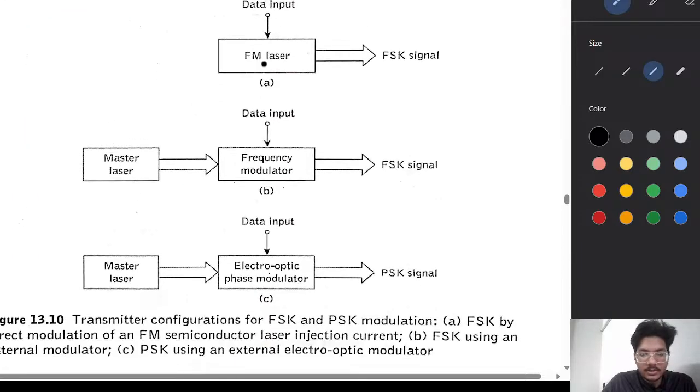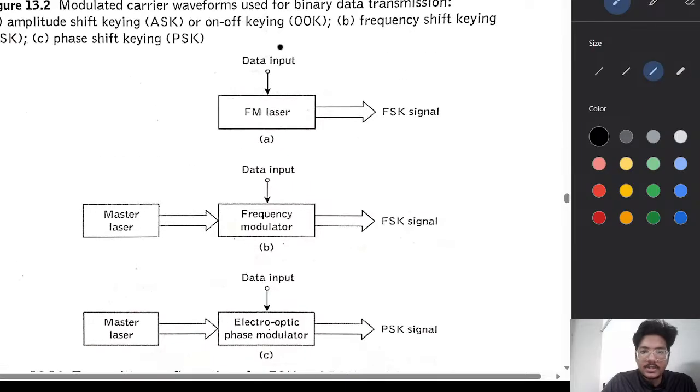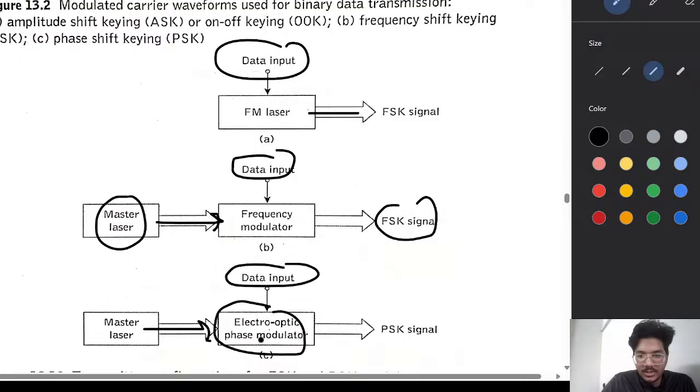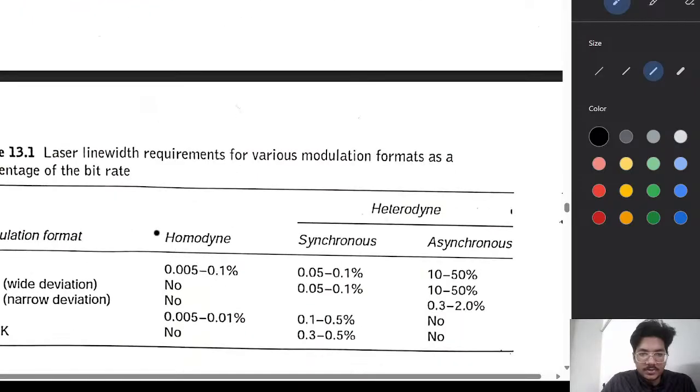So what happens? For FSK, the data input is given to the FM laser. The data input is given to the master laser, which gives the frequency modulator, then the FSK signal. For PSK, the data input is given to the electro-optic phase modulator, and the master laser provides the PSK signal. This is the transmitter configuration.